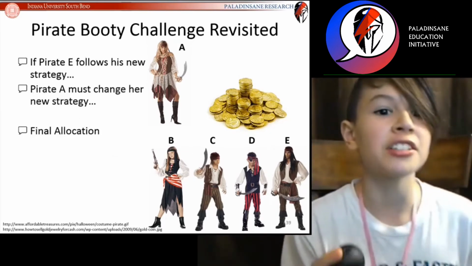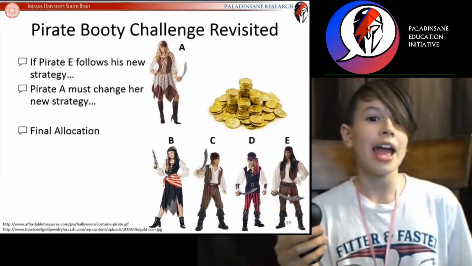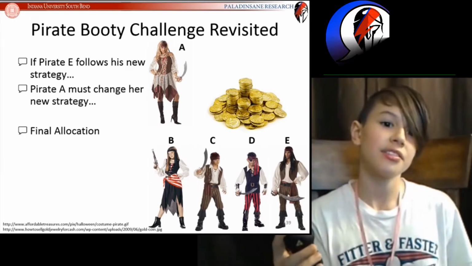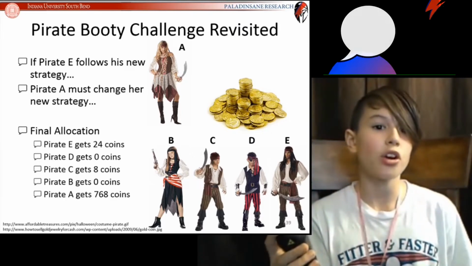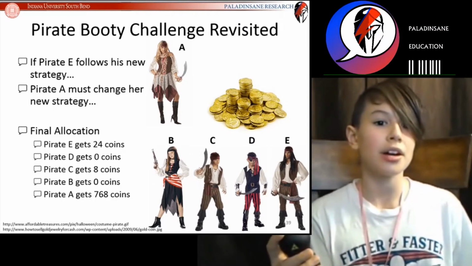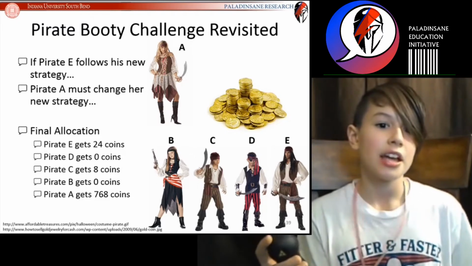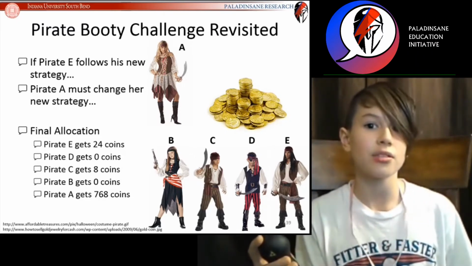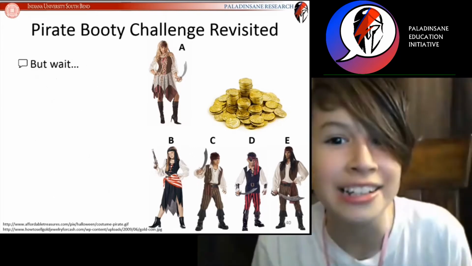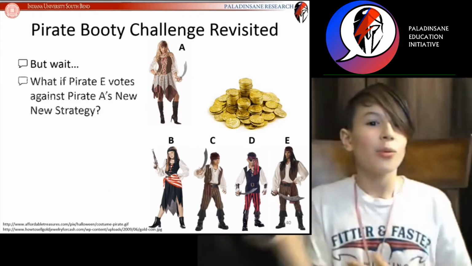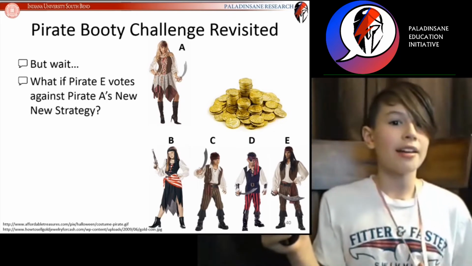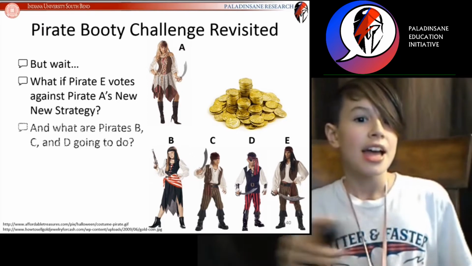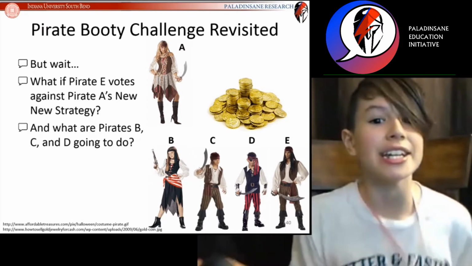If Pirate E follows his new strategy, Pirate A must change her new strategy. Final allocation: Pirate E gets 24 coins, Pirate D gets 0 coins, Pirate C gets 8 coins, Pirate B gets 0 coins, and Pirate A gets 768 coins. But wait! What if Pirate E votes against Pirate A's new strategy? And what are Pirates B, C, and D going to do?